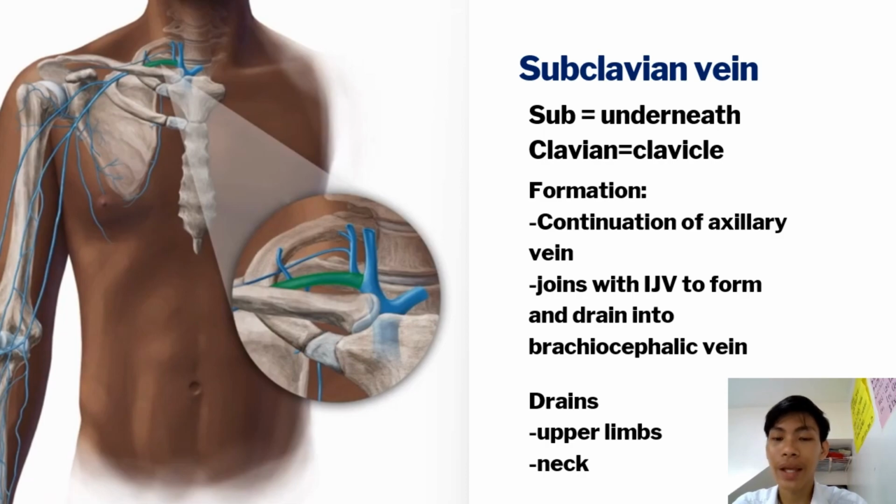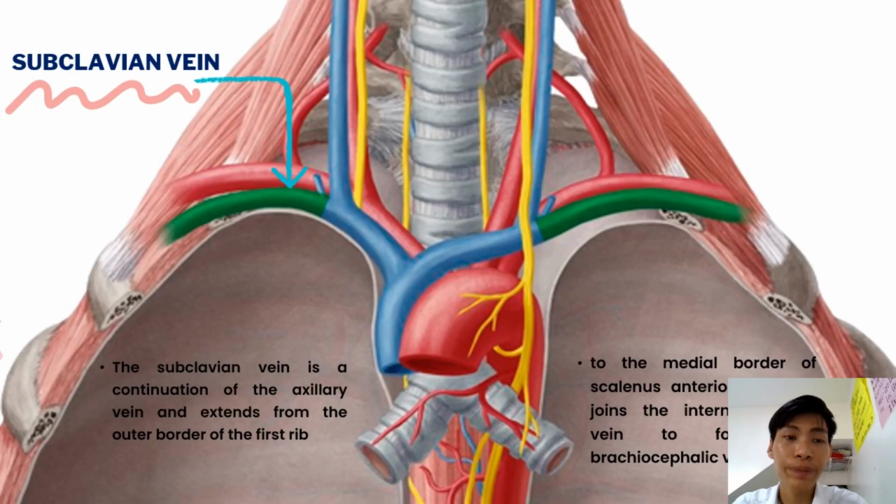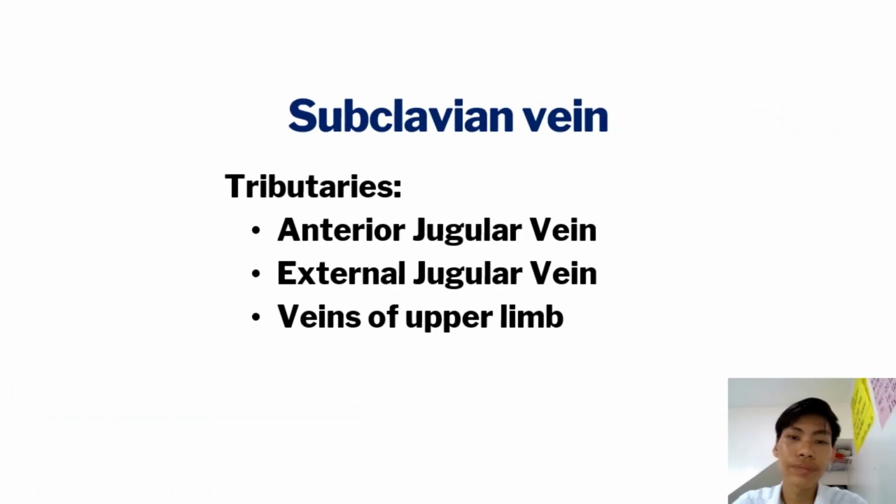As we can see here, the subclavian vein begins as a continuation of the axillary vein and extends from the outer border of the first rib. Tributaries of the subclavian vein include the anterior jugular vein, external jugular vein, and the veins of the upper limb.